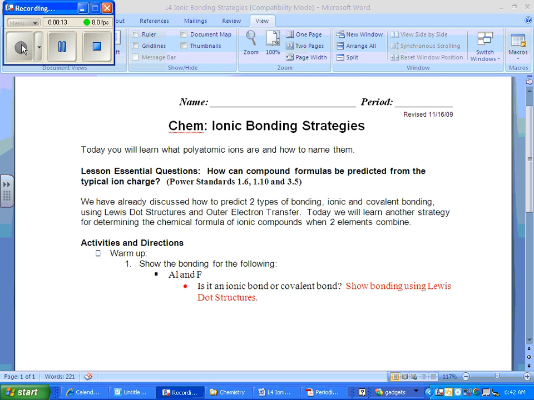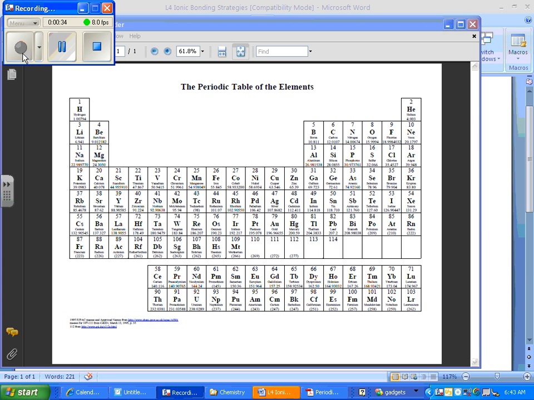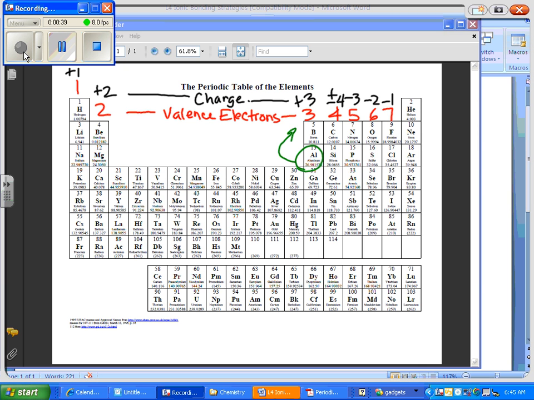Let's start with aluminum and fluorine. Since aluminum is a metal, that's going to be an ionic bond. Since aluminum is in column 3, it has a +3 charge and 3 valence electrons. Let's look on the periodic table. So aluminum is going to have 3 valence electrons, and it's not too far of a stretch to say that it's going to lose those 3 electrons, not gain those electrons. So it'll eventually have a +3 charge when it's an ion.